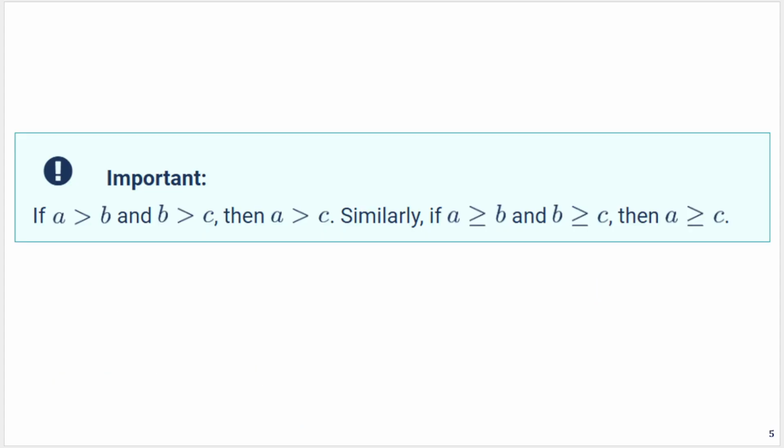So let's put this in a summary. This tells us that if A is larger than B and B is larger than C, then we must have A is larger than C, right? And similarly, if you have A is greater than or equal to B and B is greater than or equal to C, then we will have A is greater than or equal to C. Did you get it?